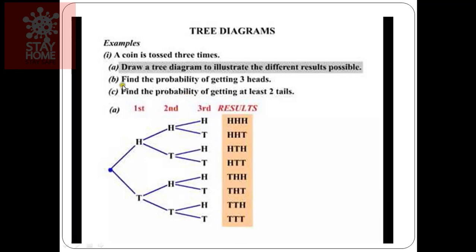Now find the probability of getting 3 heads. How many totals are there? 1, 2, 3, 4, 5, 6, 7, and 8. So the probability of 3 heads, this is the only value, so that will be 1 over 8. Find the probability of getting at least 2 tails. Two tails: 1, 2, and 3. At least 2 tails means it can be more, but at least 2, so that will be included: 1, 2, 3, and 4. So 4 over 8, which means 1 over 2.